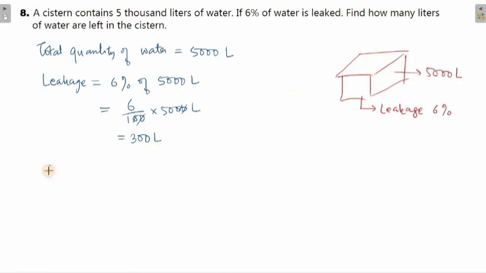Okay, so therefore the leftover water. So initially you have 5000 liters, and from 5000, 300 is gone. So however much is left, that is our answer. So 5000 minus 300 gives you 4700 liters, right? So you may pause the video and note down your solution.